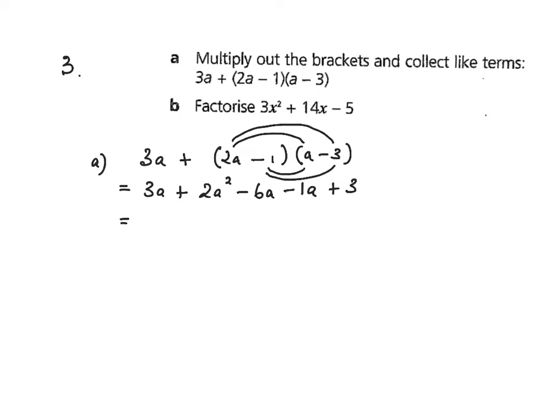Now what we can do is start gathering like terms. So there's an a term. There's another a term. And here's third and final a term. So I'm going to put this one first. So that's 2a squared. Now 3a take away 6a is minus 3a. Take away 1a is minus 4a. Part B, we want to factorise.